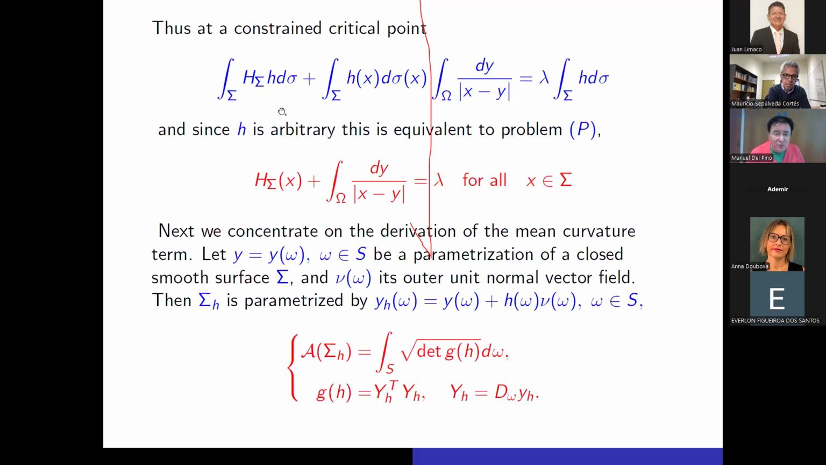And this is how we end up, after some small computation, at the validity of this relation. We will have a solution to our original problem if and only if this identity holds.